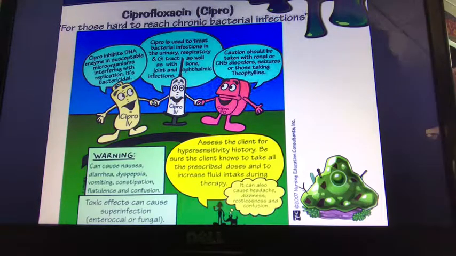It's telling you that it inhibits the DNA so that it can't replicate. But some of the side effects include nausea, diarrhea, dyspepsia, so that is acid reflux, vomiting, constipation, flatulence, which is gas, and confusion. And remember, it's possible to cause a superinfection, and worst case scenario, it can lead to a case of C. difficile. You can assess the client for hypersensitivity and be sure that the client knows that they're supposed to take all their doses, and they may need to increase their fluids because that helps with the nausea, vomiting, and diarrhea.